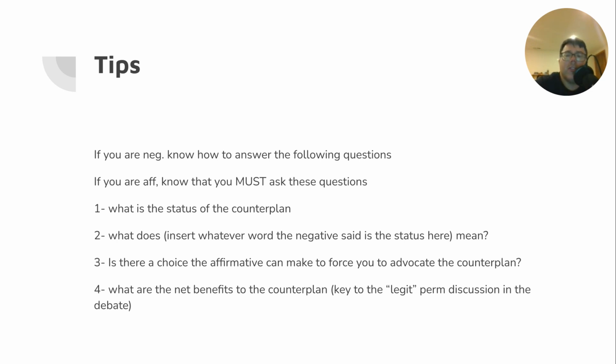3, is there a choice the affirmative can make to force you to advocate the counterplan? This isn't like the best question in the entire world, but it can help if you aren't entirely sure. And you can make some strategic decisions based upon the answer to that question. And then lastly, what are the net benefits to the counterplan? This is a key question because you need to know what are the things you have to be able to explain why the permutation would be able to solve. If you're af and if you're neg, you have to be able to explain why that net benefit prevents the permutation from working.